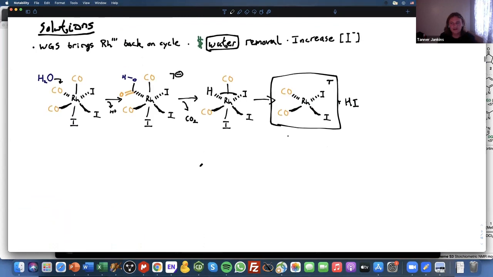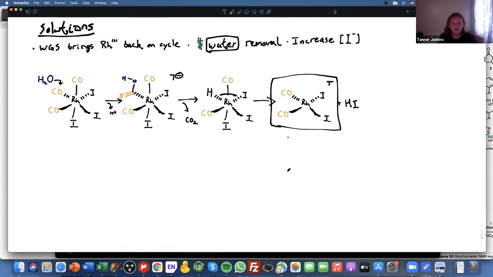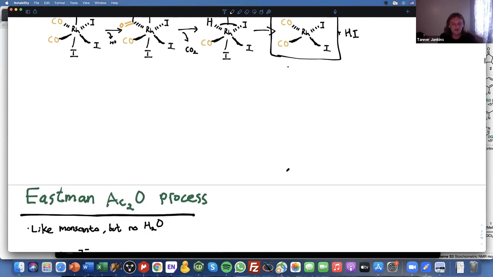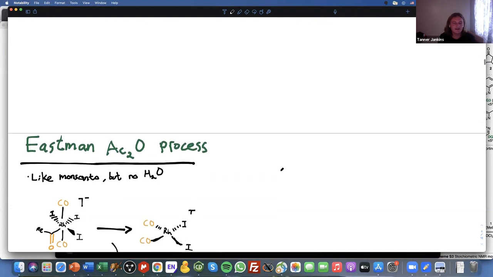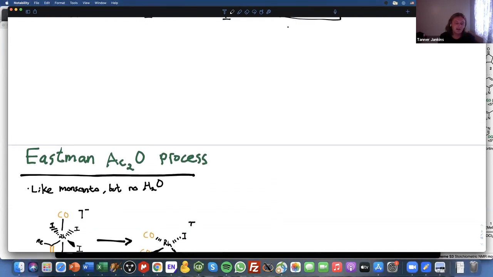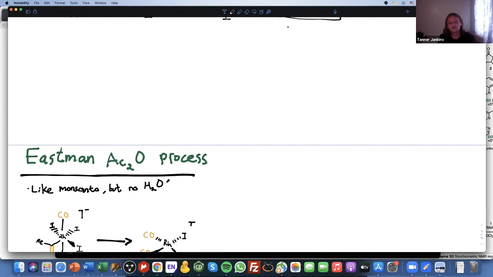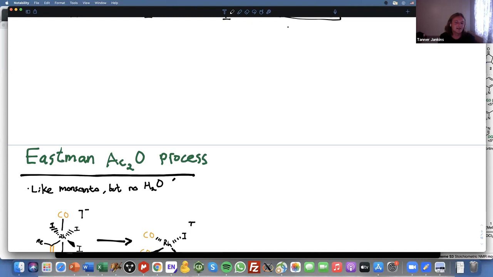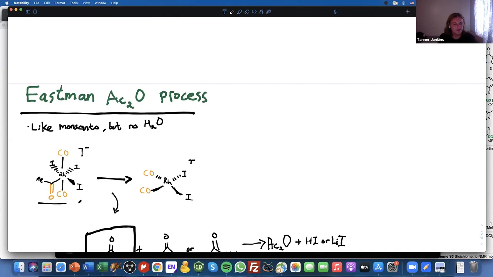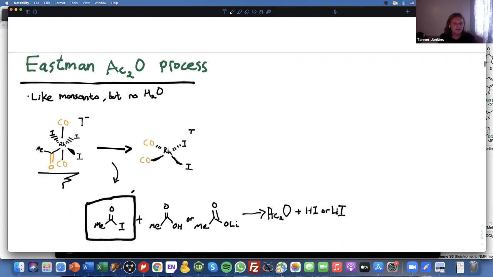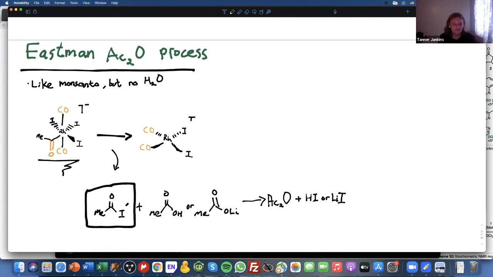And so as you might imagine, as Camille helped us in the beginning, this process can reductively eliminate an acyl iodide. And this acyl iodide need not inherently react with water if there is no water present. And so the Eastman Chemical Company developed a similar process based on this technology called the Eastman acetic anhydride process. And so here we have the key intermediate that Camille helped us with earlier, whereupon we undergo that key reductive elimination step to form the acyl iodide.